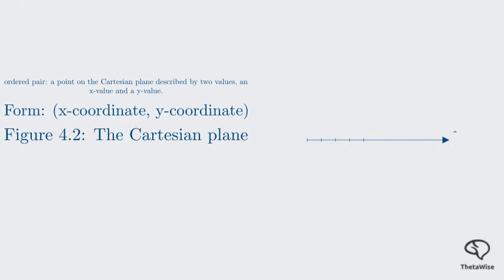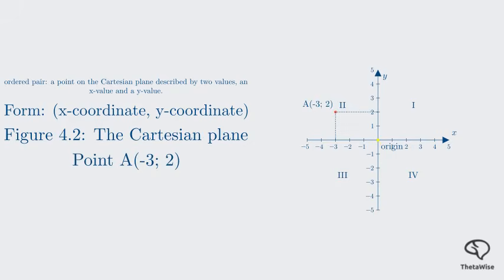Let's look at figure 4.2. We have a Cartesian plane and a point labeled A. The coordinates of point A are (-3, 2). This ordered pair tells us how to get to point A from the origin (0, 0). The x-coordinate is -3. This means we move 3 units horizontally from the origin. Because it's negative, we move 3 units to the left along the x-axis.